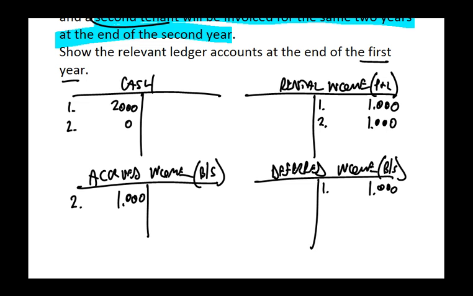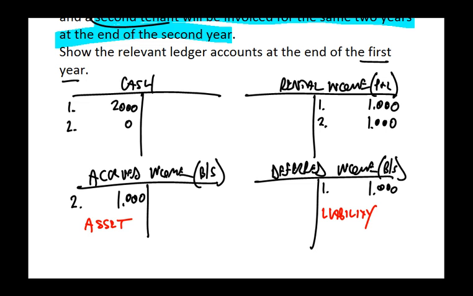So remember, deferred income is a liability. Because I've been paid in advance, I owe that money back to that tenant until they've actually then had their second year's worth of occupation of my space. Accrued income is then an asset. I'm owed that money, they've been in my space, I haven't charged for it yet, but they are going to have to pay me at some point.